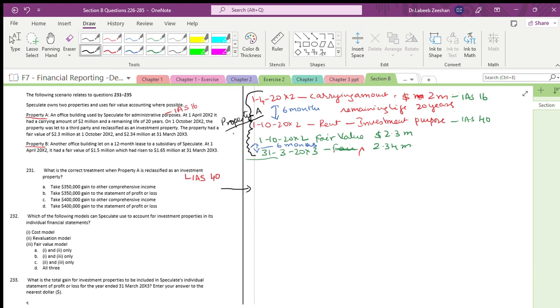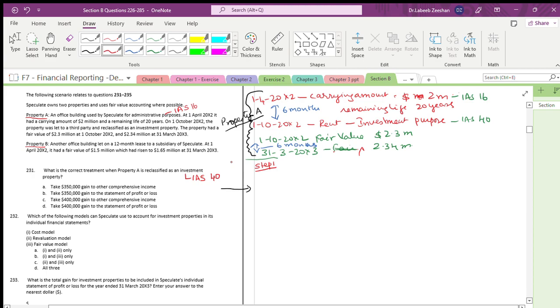We have to make sure how much revaluation they have done. They did revaluation for 2.3 million. Now they have reclassified. First, what do you have to do? Any idea? First, what you have to do? Step 1. First calculate, is it right?